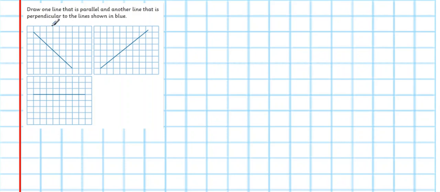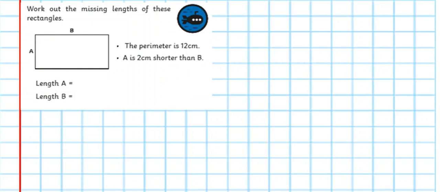So parallel line then to this one, I could draw the line here. Okay, so remember, look, my lines are never meeting. My perpendicular line could be here. Okay, this one, my parallel line could be here. My perpendicular line could be here. This one, my parallel line could be here, and my perpendicular line could be here, or it could be here. Okay, well done if you got that correct.